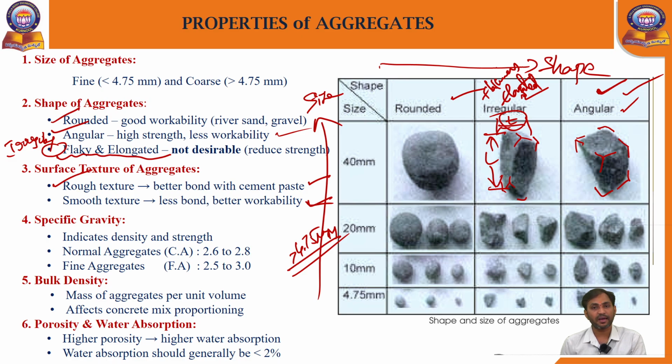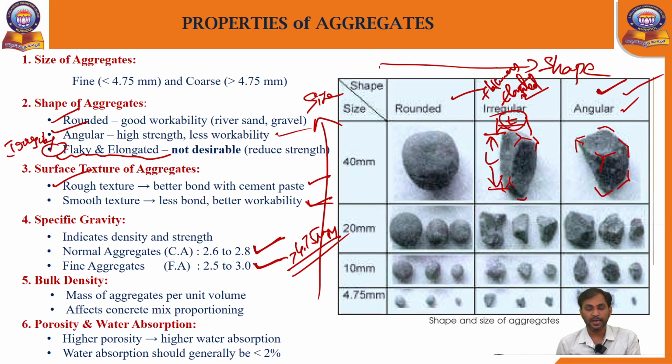Next, specific gravity. Okay, specific gravity indicates density and strength. The specific gravity test is conducted for both types of sizes: one is coarse aggregate size, another is fine aggregate size. What range is provided for the coarse aggregate? According to the IS 2386 code book, for coarse aggregate the specific gravity is 2.6 to 2.8. Next, for the fine aggregates, the specific gravity is 2.5 to 3.0.